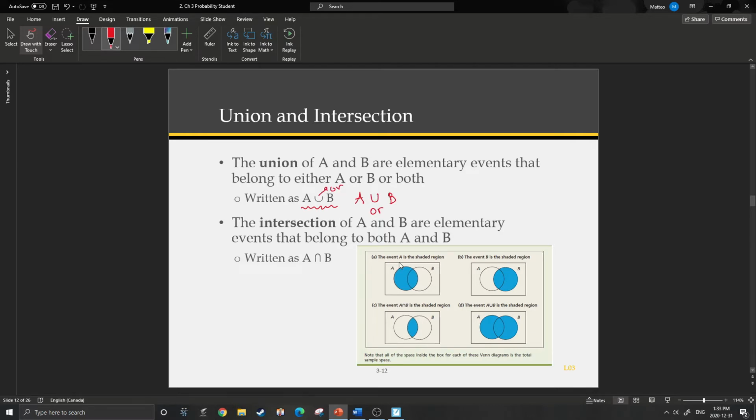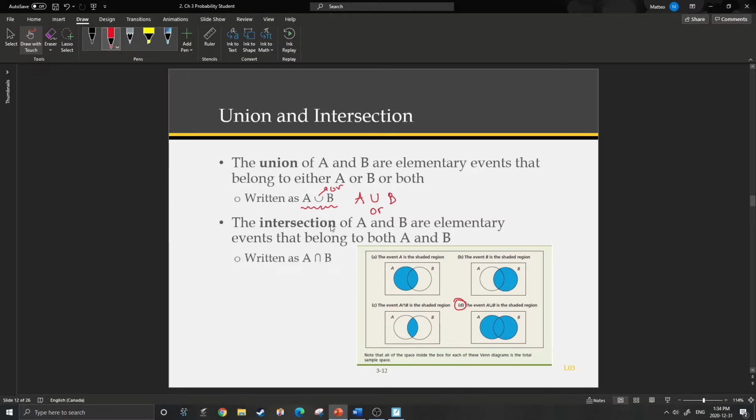Let's see what it would look like. Just double checking my notes here. Yes, well, there you have it. So this is A or B. A or B is down here. So the event A union B, or A or B, is a shaded region. So you got event A and you got event B. Maybe there's some overlap between them, but A or B would signify shading in both of those circles.